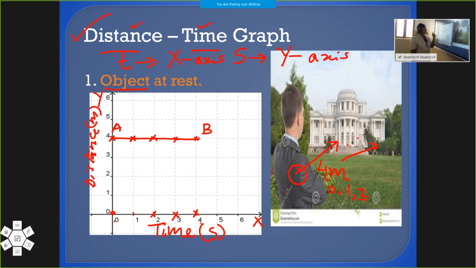So, what is the shape of the distance-time graph for an object at rest? Yes, it is a straight line parallel to the time axis. Whenever you get this type of graph, you have to first check whether distance is on the y-axis and time on the x-axis. Then it is a distance-time graph, no doubt. Then if the graph is a straight line parallel to the time axis, you can say that the object is at rest. Okay, clear? So this is the distance-time graph for an object at rest.